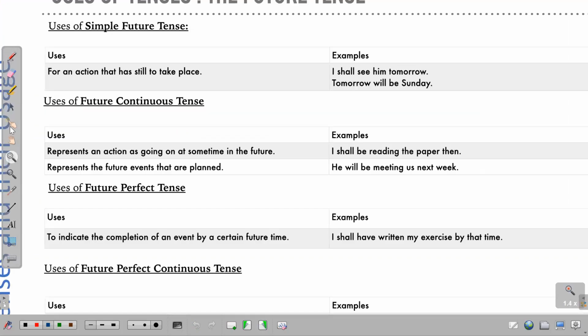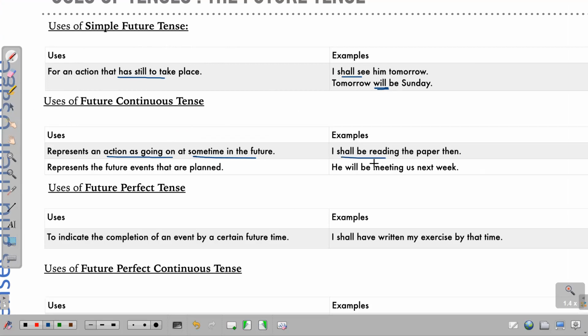Then future is very simple. I think the only problematic tense with future is the future perfect continuous. So let's look at future. Simple future tenses denote an action that is going to happen. So I shall see him, tomorrow will be Sunday. Future continuous tense, the actions that are ongoing at some time in the future.